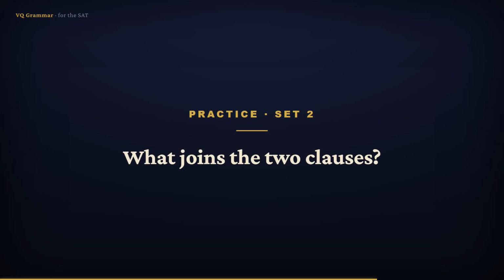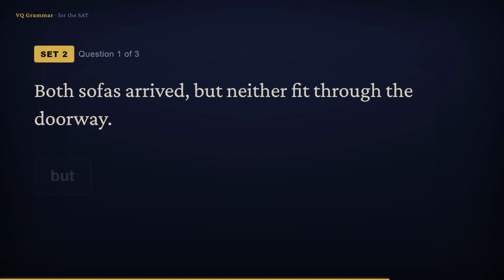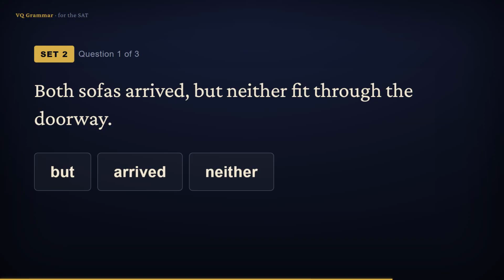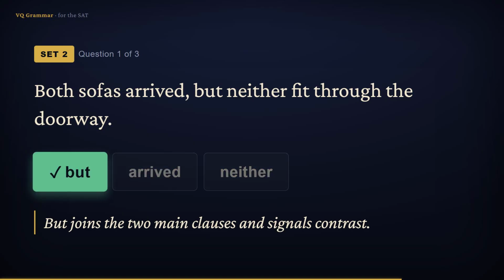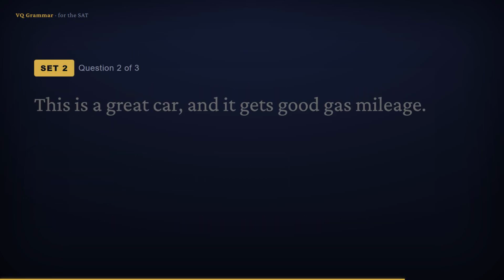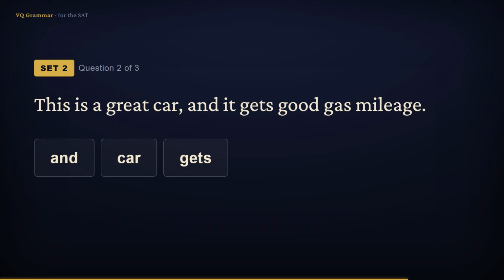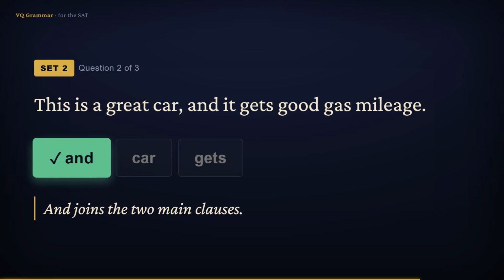Now find what joins the two main clauses, the coordinating conjunction or a semicolon. Pause and try each. Both sofas arrived, but neither fit through the doorway. The two clauses are joined by the coordinating conjunction but, so the answer is but. This is a great car, and it gets good gas mileage. The clauses are joined by the coordinating conjunction and, so the answer is and.